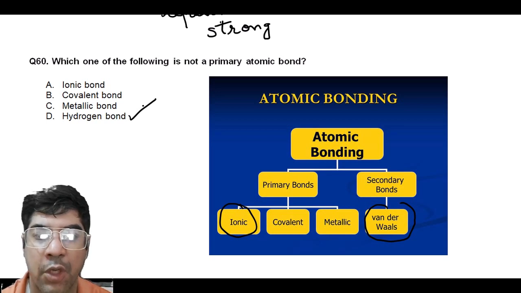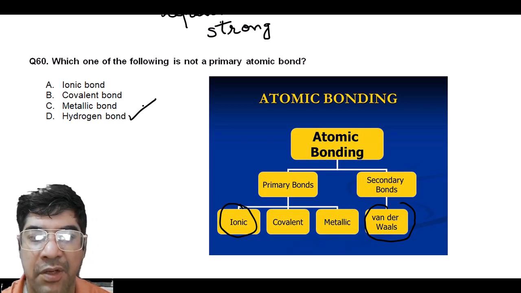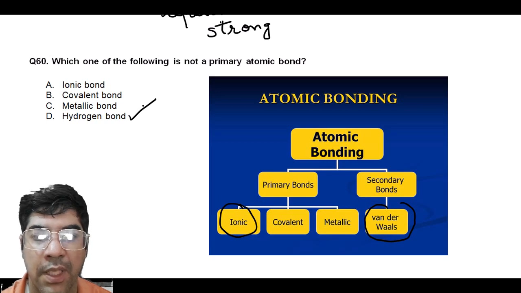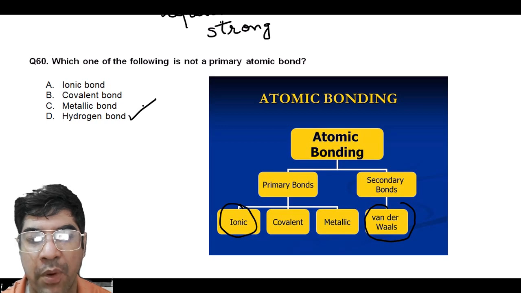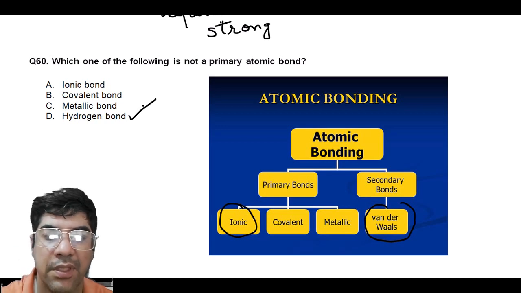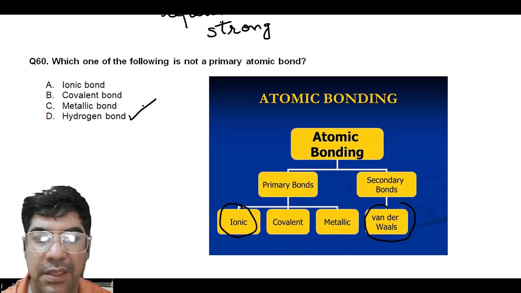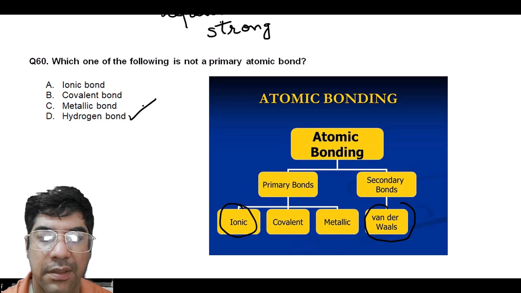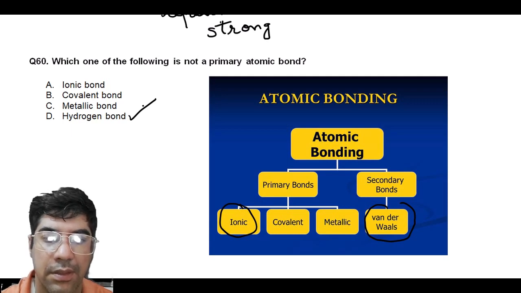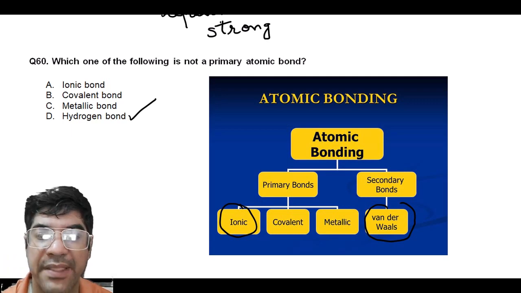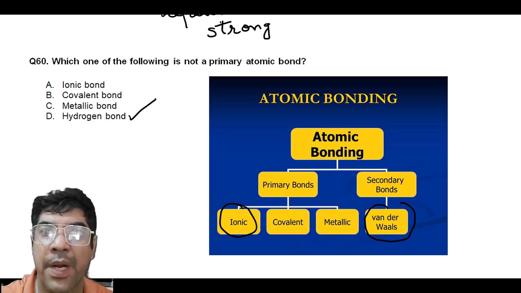The ionic bond, as we all know, is formed when there is electron transfer from one atom to another, that results in positively and negatively charged ions, which are attracted to each other due to the electrostatic forces. The covalent bond is due to the sharing of electrons, and the metallic bond is found in metals. Remember, the hydrogen bond is a secondary bond and not a primary bond.